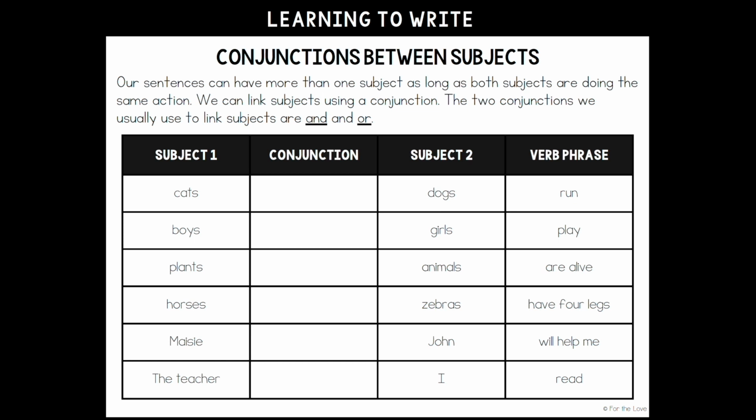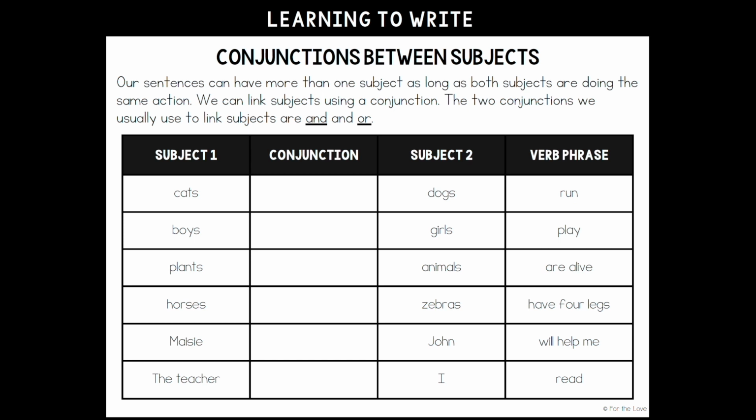So from that semi-long list of conjunctions that you just saw, the only two that we're going to focus on for using conjunctions between subjects are and, or. In the chart, students are given two subjects and a verb phrase, and they are going to have to add and or or to the sentence in a way that makes sense.